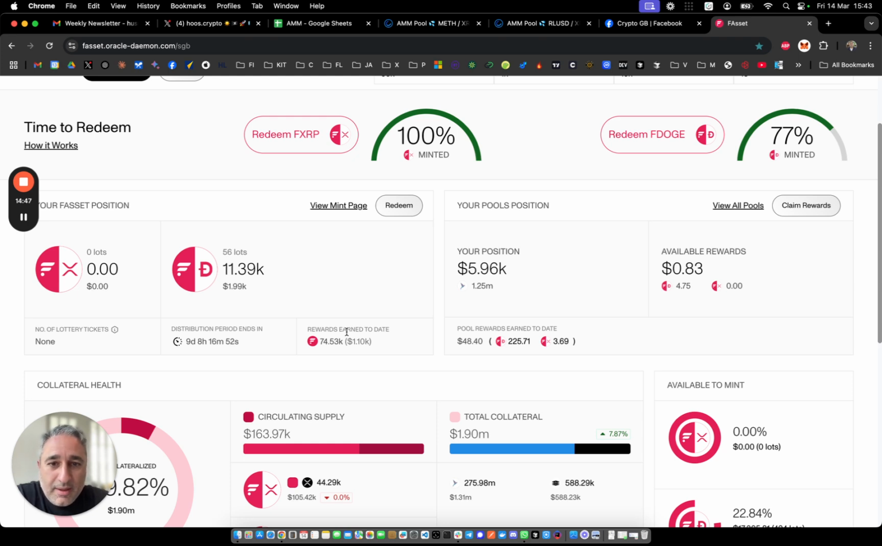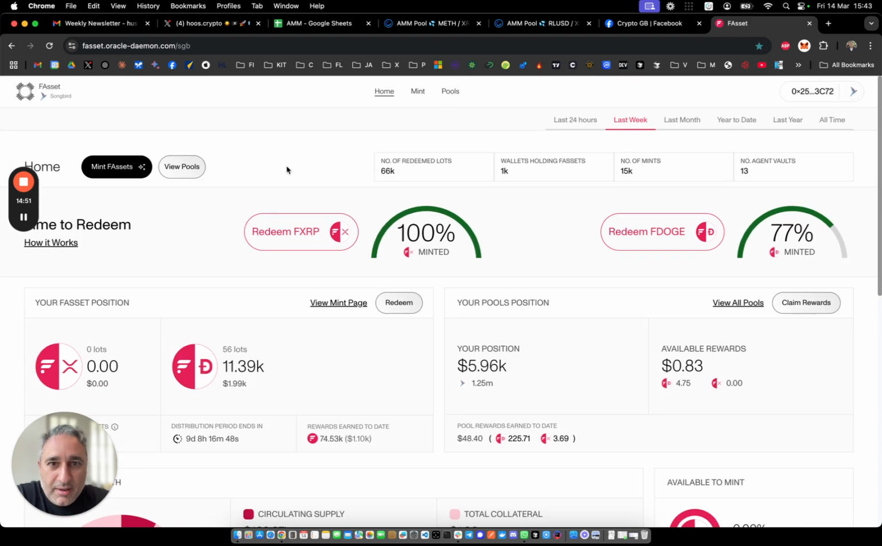FXRP, and you will then be earning rewards, and it'll show you I'm already earning some rewards here. The rewards are paid out in the F asset itself, so you'll be accruing even more XRP, which sets you up quite nicely in the next bear market for the next bull market. But that's the overall strategy.